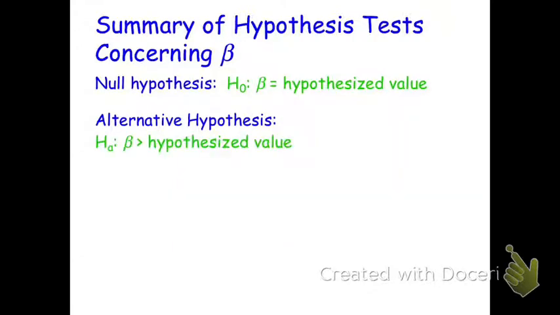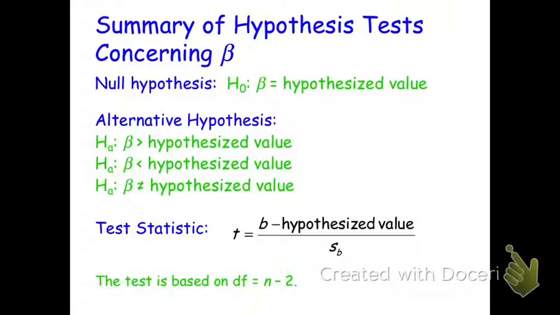So the null hypothesis is always B, or beta, equals your hypothesized value. In this unit, it will always be 0. And then this is the formula. So basically, if I were to interpret this, like if I'm talking about height and weight, I want your eyes on me because this is important.